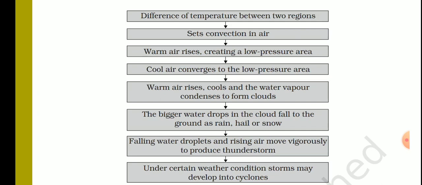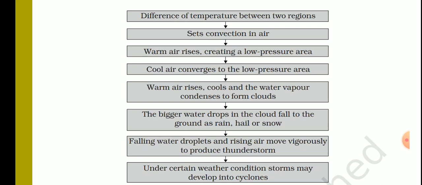Next is warm air rises, cools, and water vapor condenses to form clouds. This is the same process of what you have studied in the water cycle. Okay, warm air rises, it cools, and water vapor condenses to form clouds. Bigger water drops in the cloud fall to the ground as rain or snow. Falling water droplets and rising air move vigorously to produce thunderstorm.